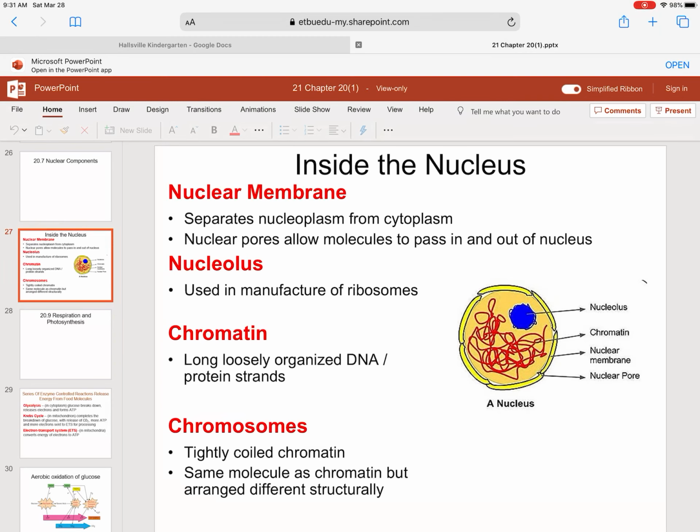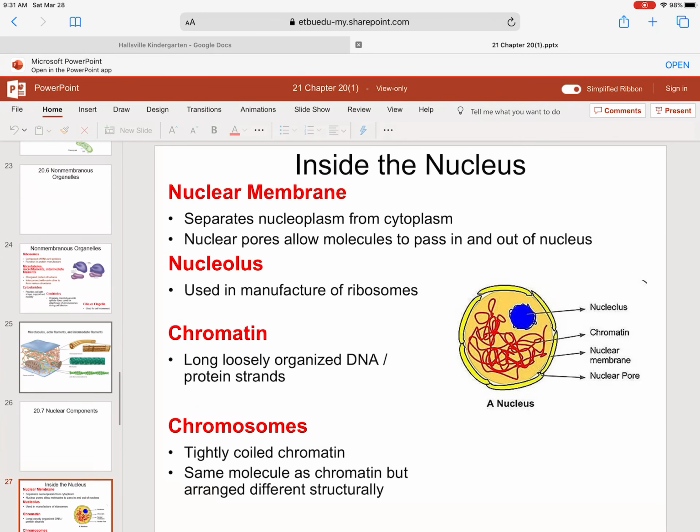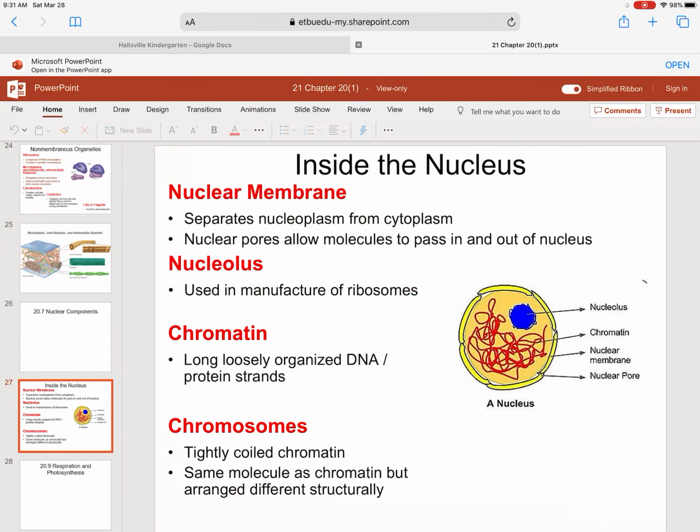The nucleolus is used in manufacturing of ribosomes, so you have to think back to when we defined what a ribosome was. The chromatin are going to be our long, loosely organized DNA or protein strands, depending on what they are. So it's this red, stringy-like substance inside. And the chromosomes are going to be tightly coiled chromatin, same molecules, but arranged structurally different.